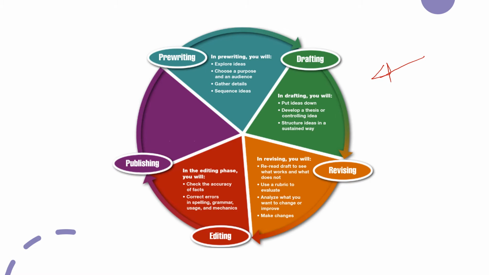And that leads us to editing. We check the accuracy of facts that I mentioned, and we correct errors, especially in spelling, grammar usage, and mechanics. And after you finish these 4 steps, you go to the last one. We publish. We produce our polished copy of writing, and we share our writing either with our classmates if you're in school, or outside school, or on a blog, or whatever means.